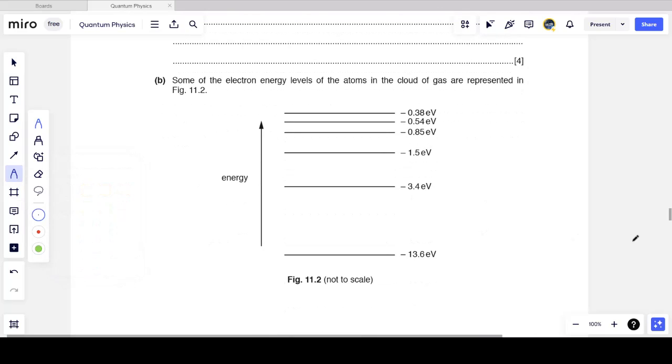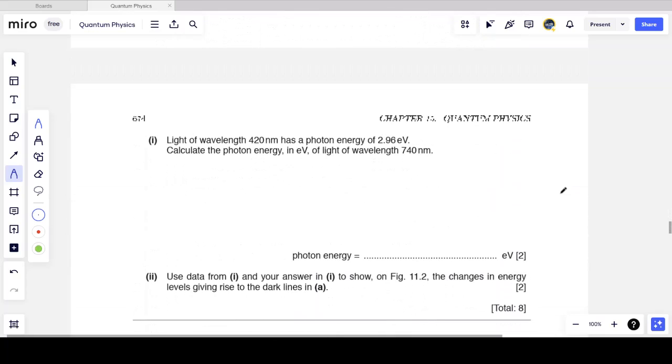In part B, we are told that some of the electron energy levels of the atoms in the cloud of gas are represented in the figure. It turns out this is the hydrogen atom. They don't tell us, so we'll just assume we don't know what it is. And in this figure, we are then told that light of wavelength 420 nanometers has a photon energy of 2.96 electron volts. Calculate the photon energy of light of wavelength 740 nanometers.